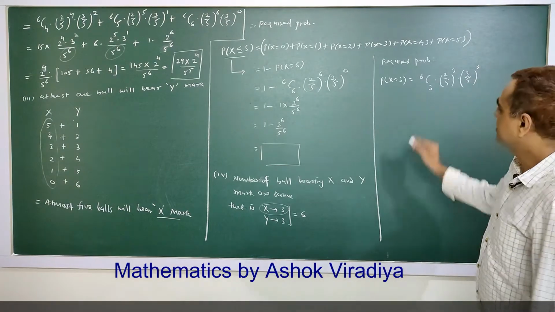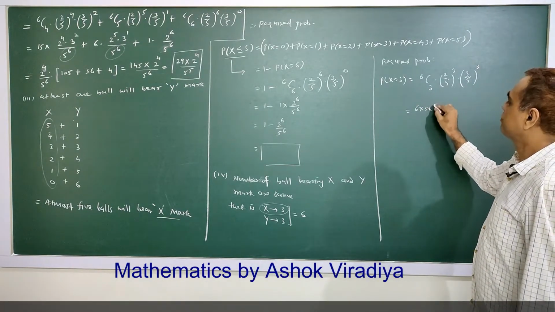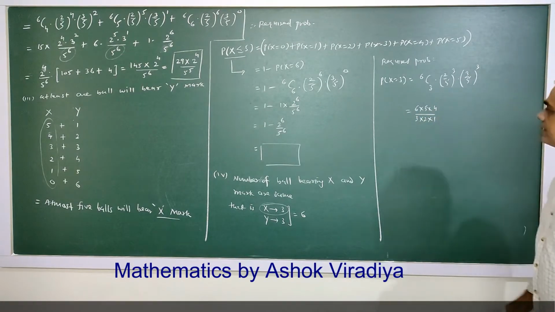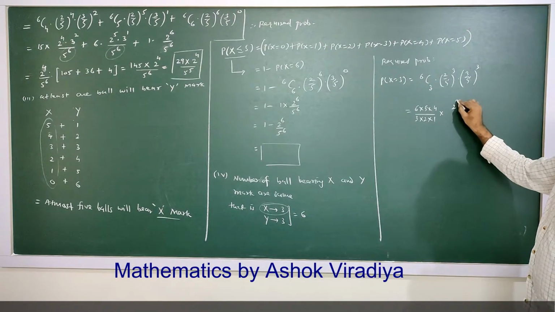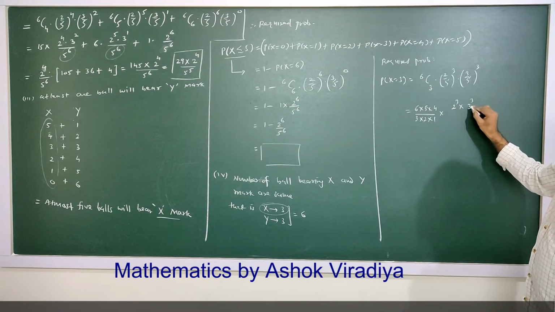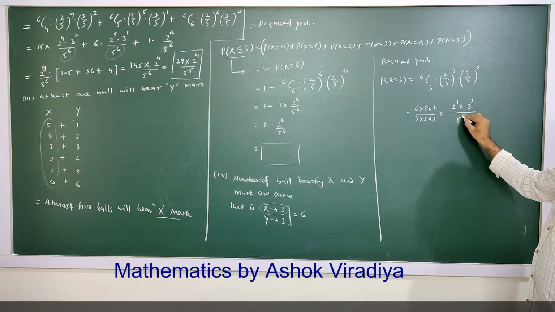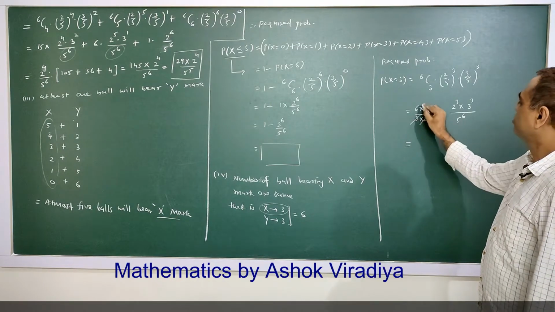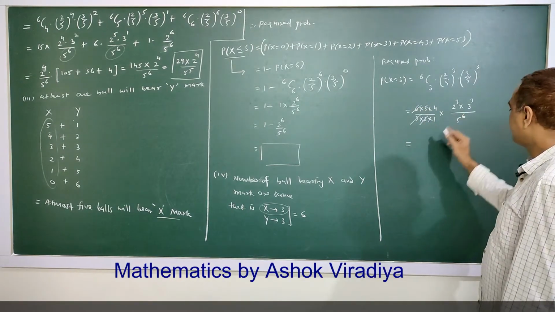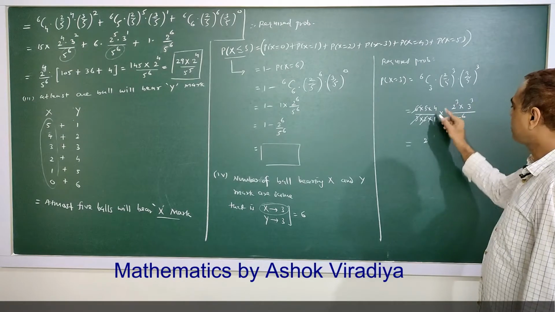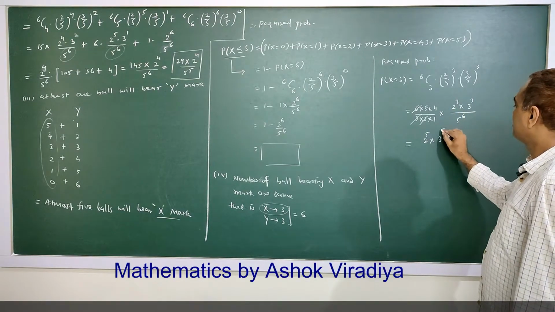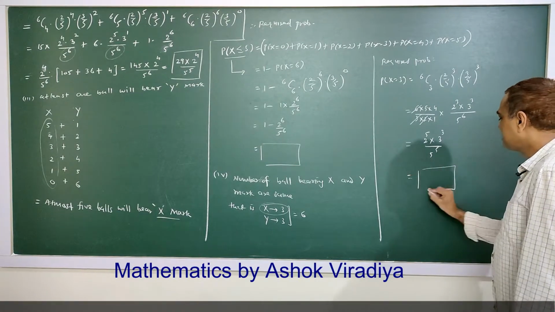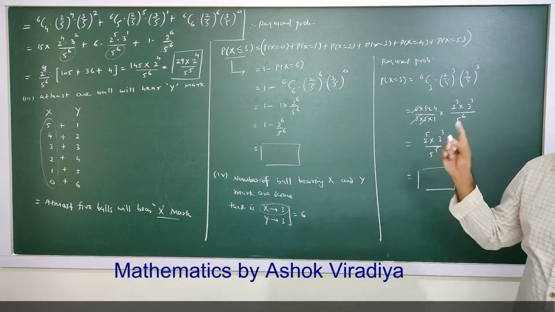6C3 is 6 into 5 into 4 upon 3 into 2 into 1. This is 2 raised to 3, this is 3 raised to 3 upon 5 raised to 6. So that is here 3 into 2, 6. So this will be then 2 raised to 3, this is 2 squared, so 2 raised to 5 into 3 raised to 3 upon 5 raised to 5. You can calculate this using a calculator or keep as it is. So it is the required probability.